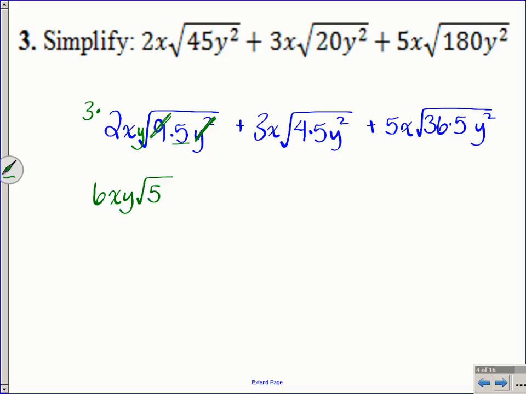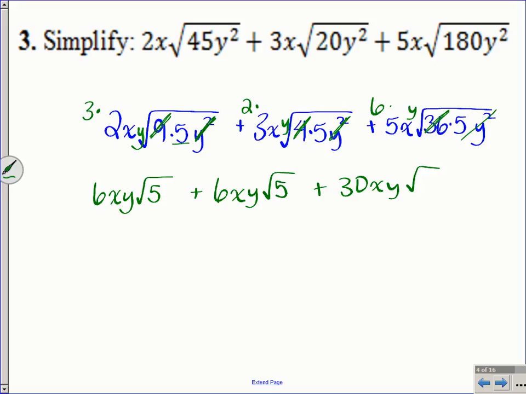Okay? Second term, square root of 4 is 2. That comes out. Also can take out a y. 2 times 3 is 6, xy square root of 5. Square root of 36 is 6. That gets multiplied. Take out a y. 6 times 5 is 30, xy square root of 5.